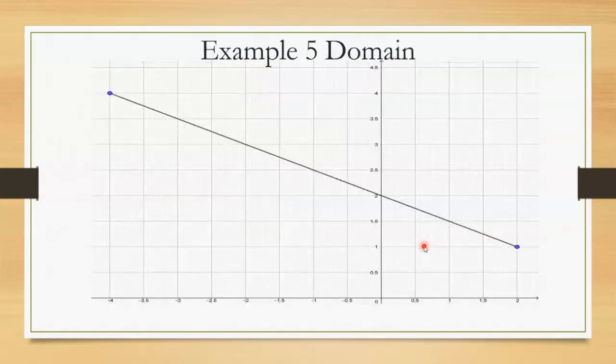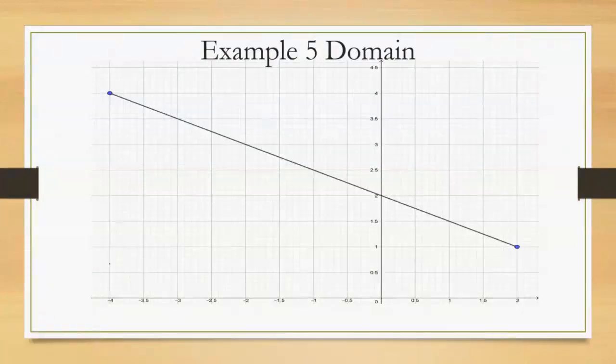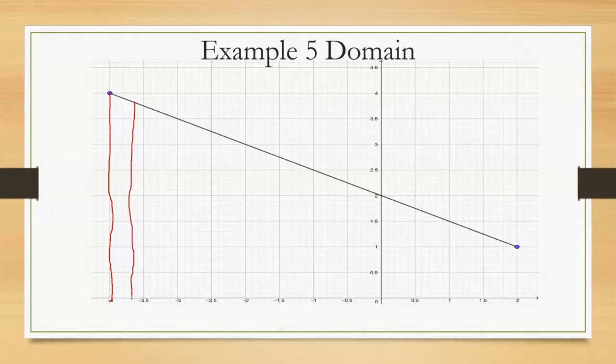So for the domain now, for this example, here, again, you have to use a little visualization. You're on the graph, and you can imagine either looking down or projecting down onto the x-axis. You're at -4, and you can imagine looking down onto the x-axis.